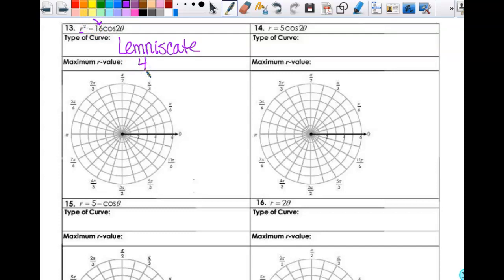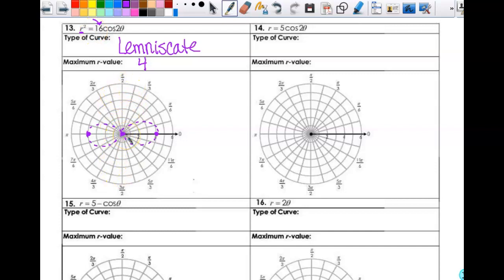So a lemniscate looks like a 2-petal rose. This is cosine, so my first petal is on the x-axis. So I'm going to start here. My maximum R is 4. So if I have 1 over here, I'm going to have 1 over here. 1, 2, 3, 4 over here. And it looks like this. If this had been a negative 16, then it would be vertical.